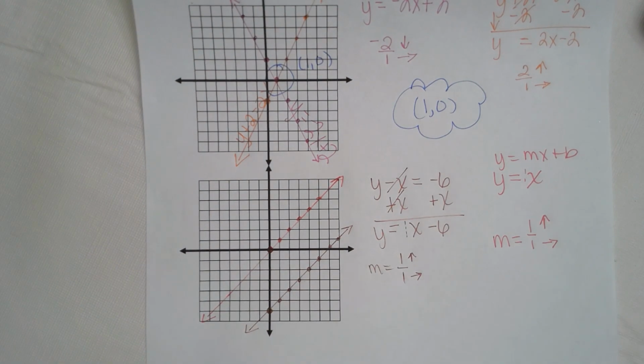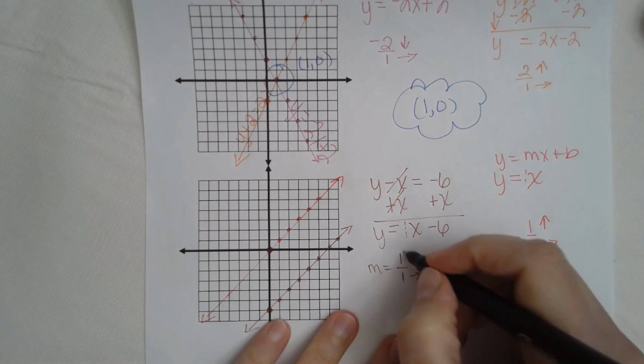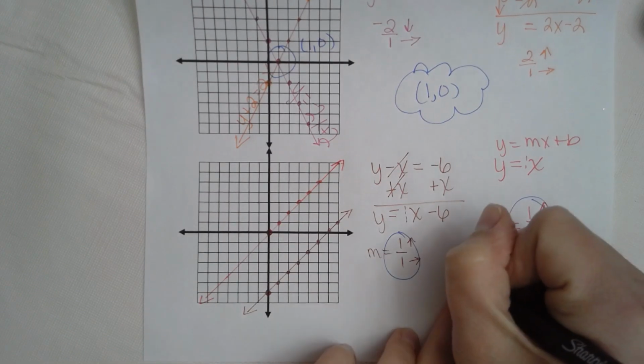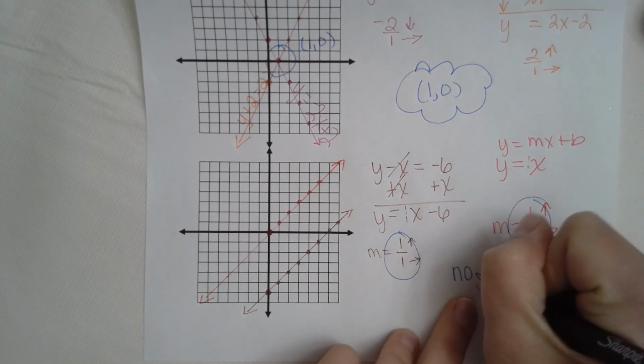Okay, and if you take a look, what do you notice? Well, the slopes are the same. And we learned earlier this week that if the slopes are the same, they are parallel lines and there is no intersection. So because there is no intersection, we have no solution.